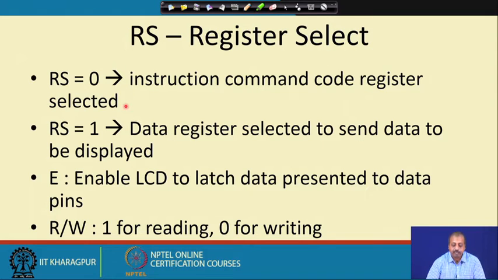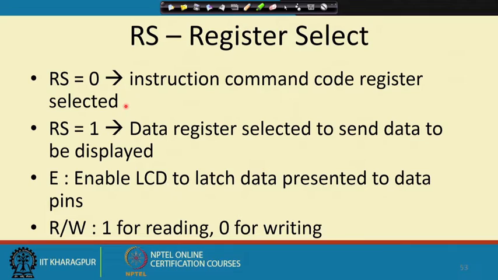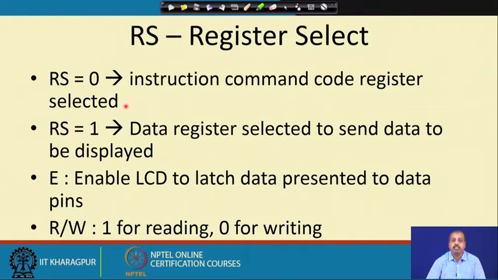Then the enable: enable the LCD to latch data presented to the data pin. This enable is similar to all other enables. You just enable it, so that the value you are putting onto the data bus will be put into the data register for display. And there is a read write pin. It is 1 for reading and 0 for writing. If you are trying to write something onto the command code register or data register, you should put a 0 here, and if you are trying to read the status of the LCD, you give a 1 on the read write pin.